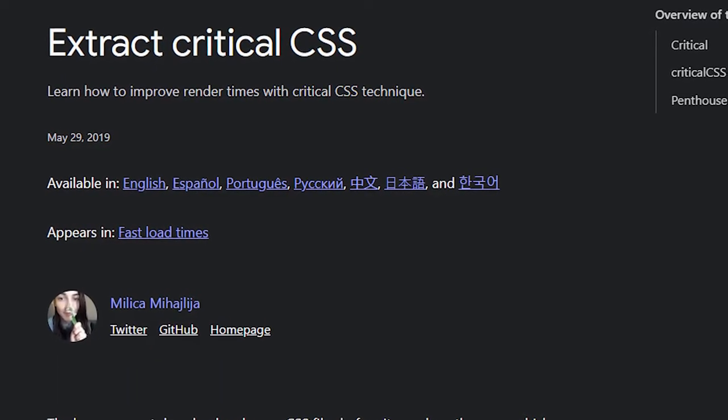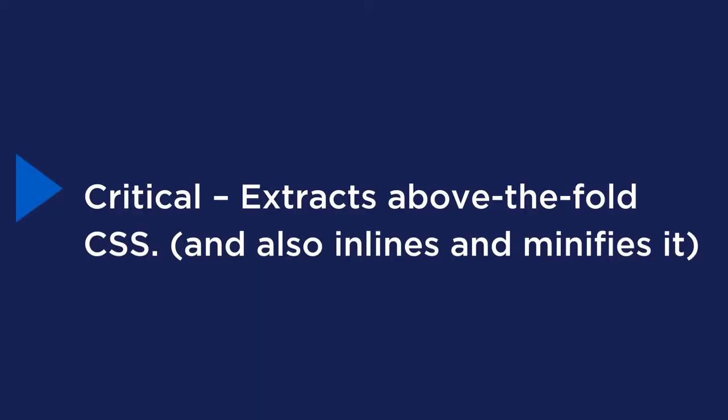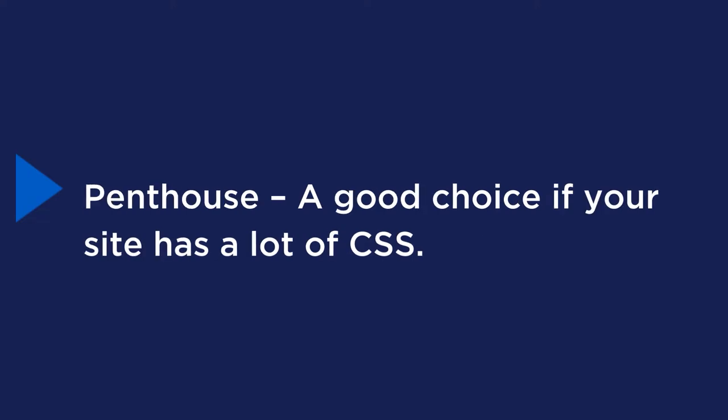Luckily for us, web.dev gives us 3 tools that we can use to identify critical CSS. Critical, which extracts above the fold CSS, and it also inlines and minifies it. Critical CSS, which is another module that extracts the critical CSS. And Penthouse, which is a good choice if your site has a lot of CSS.